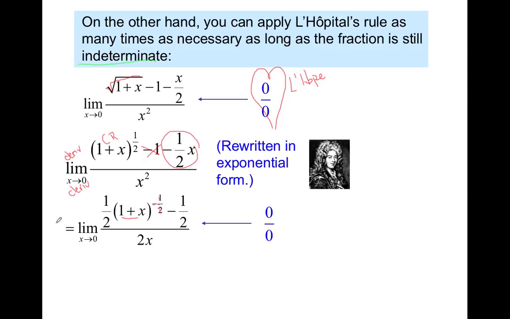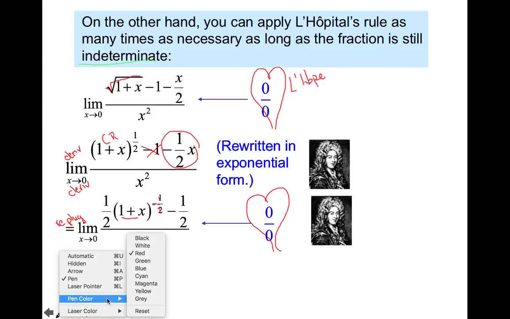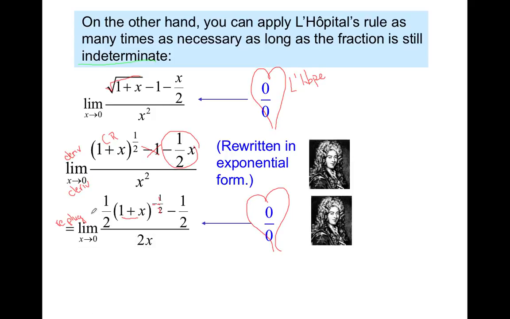Then I re-plugged in. Guess what I still got, though? So this time, I'm going to do the same thing. When I re-plugged in, I still got 0 over 0, so I'm going to take the derivative of the numerator again and the derivative of the denominator, and I already see that I'm going to stop L'Hopitaling after this, right? You see why?